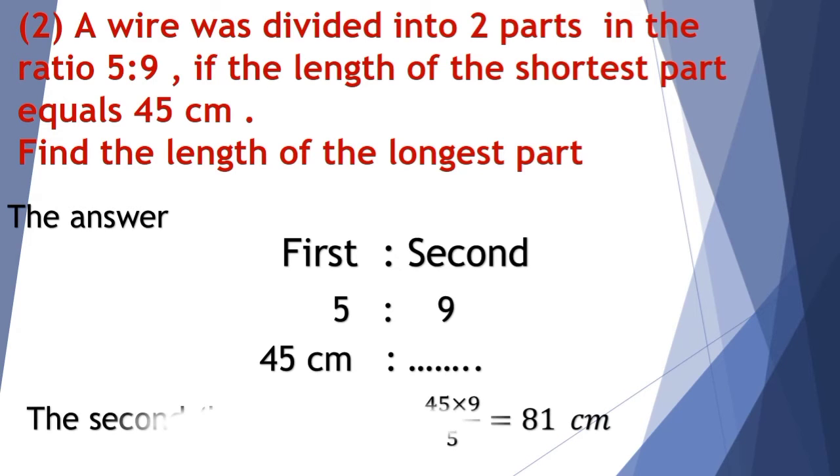To get the length of the second part, or the longest part, I will make 45 times 9 over 5. So the answer will be 81 centimeters.